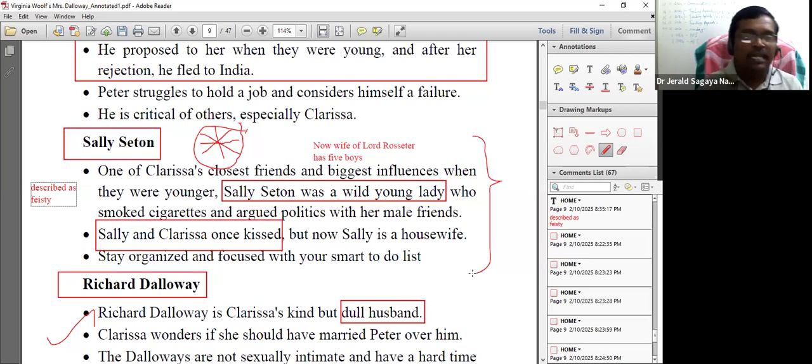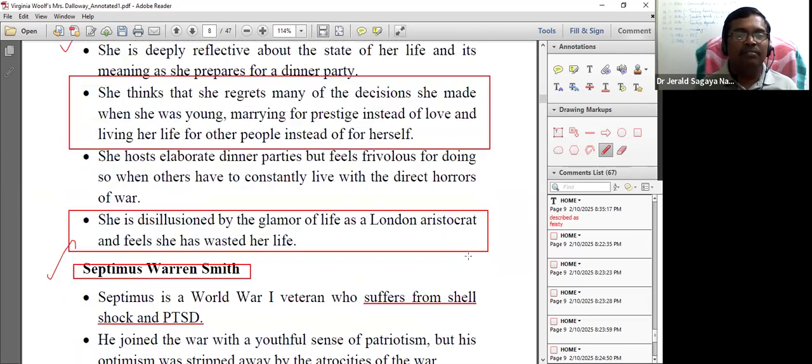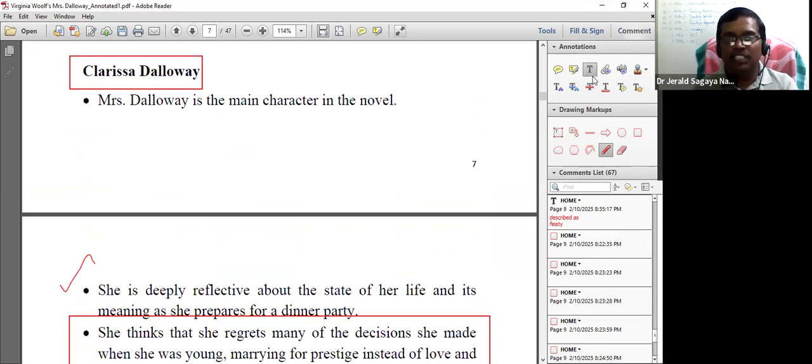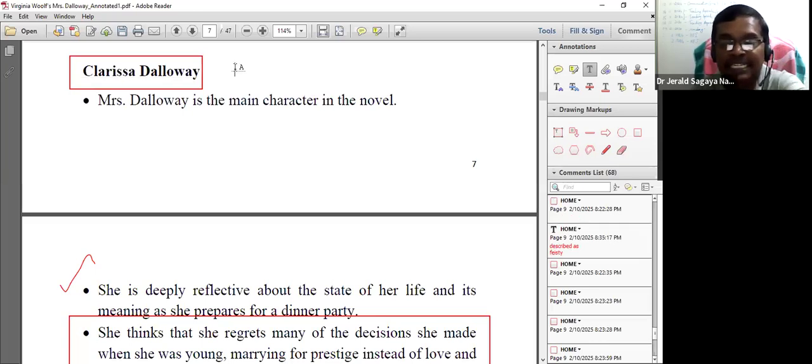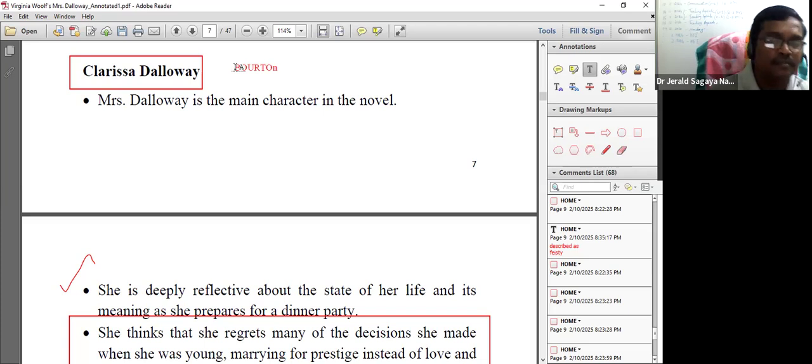And now I'll give one information regarding Clarissa. Where did Clarissa live when she was in her teens? This may be a question. Where did Clarissa live when she was in her teens? Now she is the mother of a grown-up girl in the story. But when she was a teen, where did she live? She lived in a place called Boughton. Boughton is the name of the place where she lived with her family. This may be asked, so I thought I could give that information.